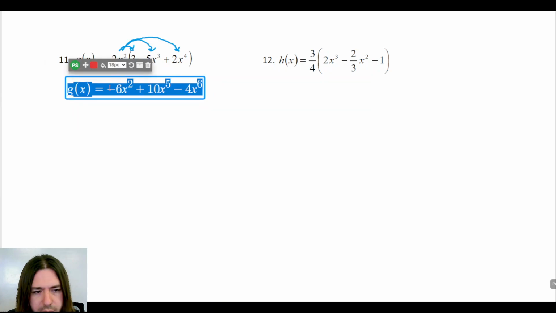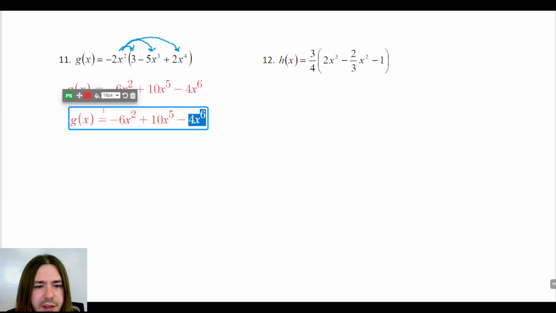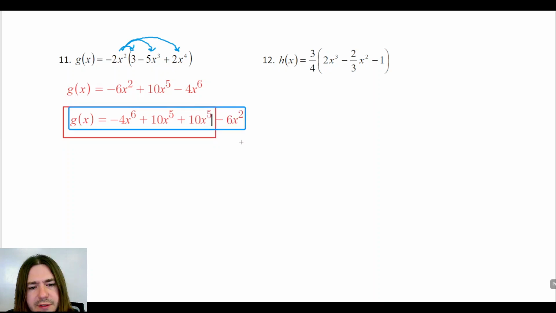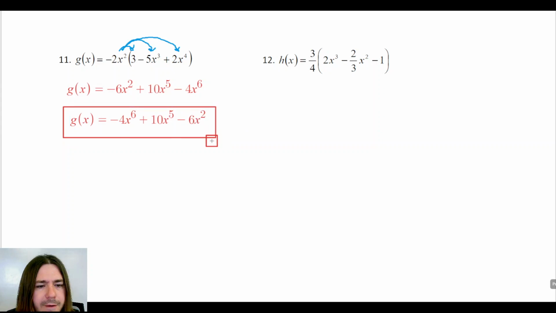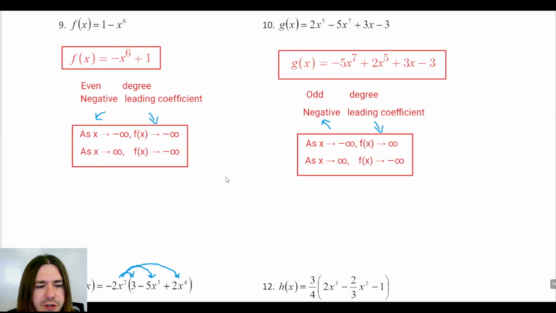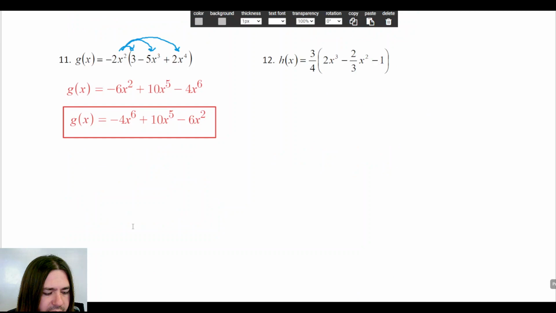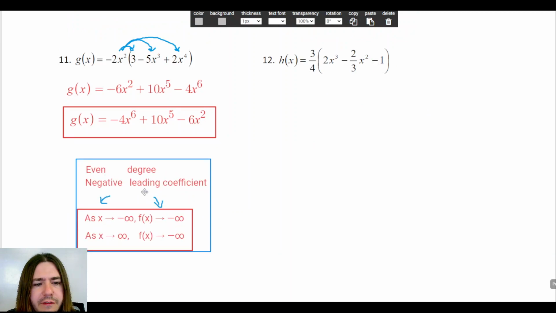So the first term should be the negative 4x to the 6th, and then the second term should be this 10x to the 5th. And then the quadratic term should be last. So this is going to be our function in standard form. And then as far as the end behavior, we're going to look at the first term, which in this case is negative 4x to the 6th. We've got an even degree and a negative leading coefficient. So we're going to have the same end behavior that we had in number 9, it looks like.